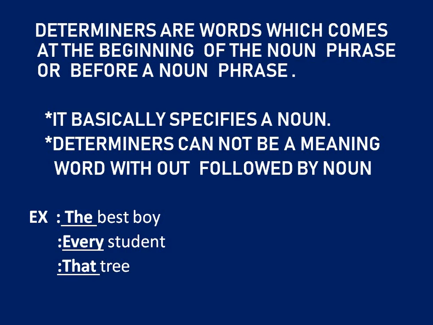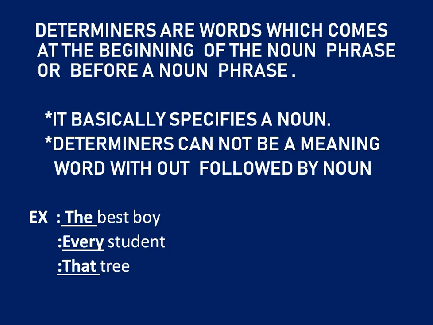Determiners are words which come at the beginning of the noun phrase, or you can say before a noun phrase. They basically specify a noun, and a determiner is meaningless if it is not used before a noun. It cannot be a meaningful word without being followed by a noun. Like if I say "the", it doesn't have meaning. If I say "the best boy", that particular one, we are talking about the best boy. The sentence has a meaning in it.